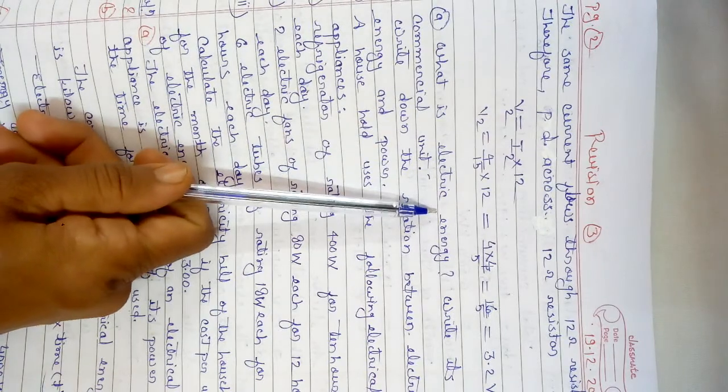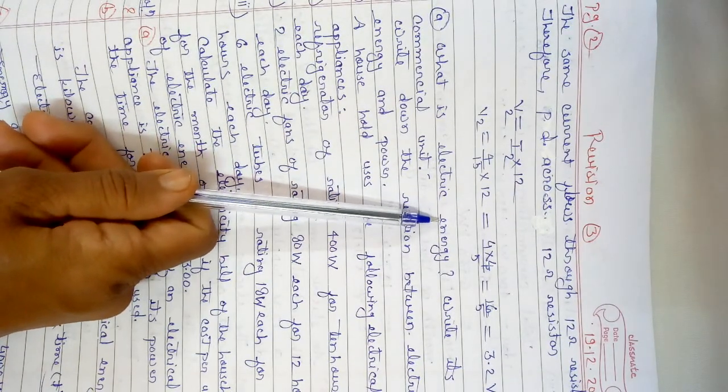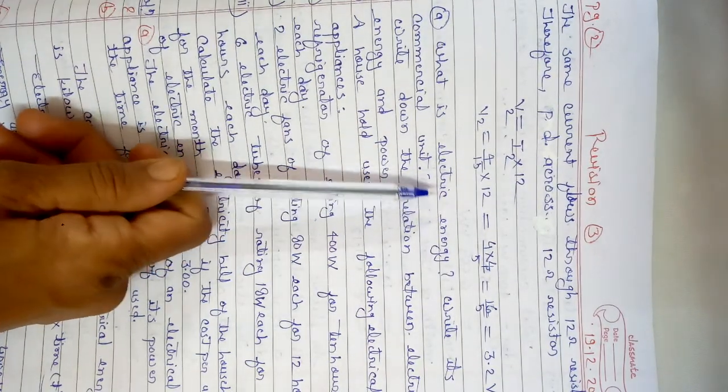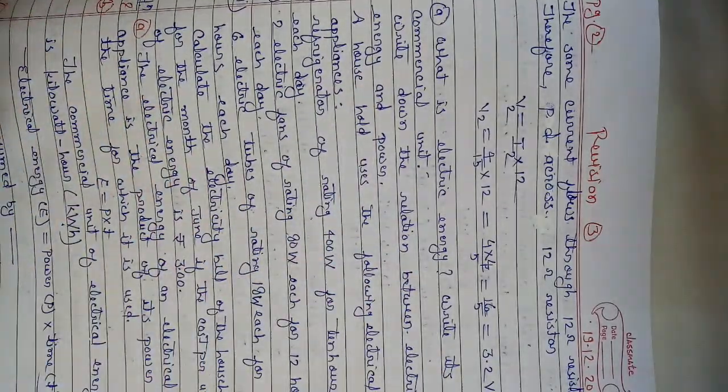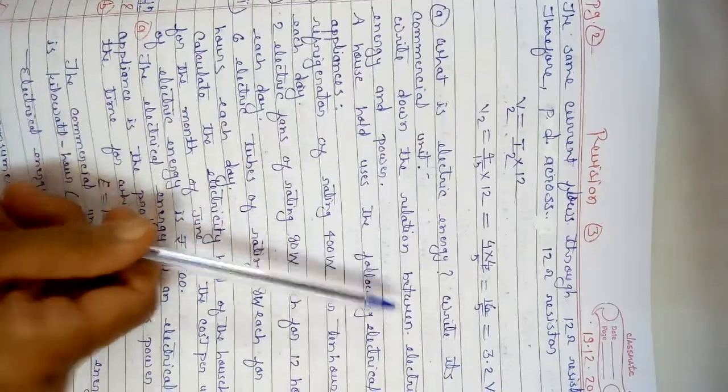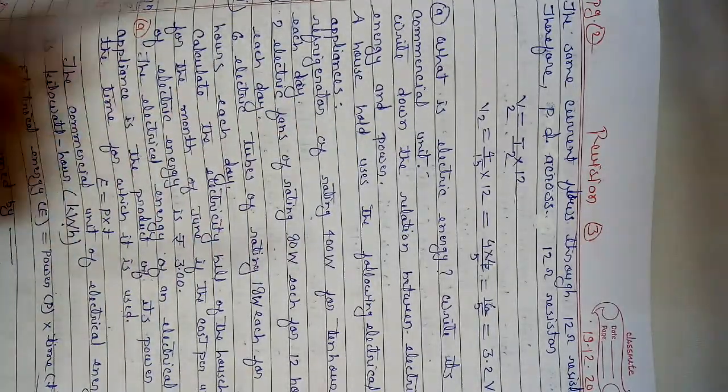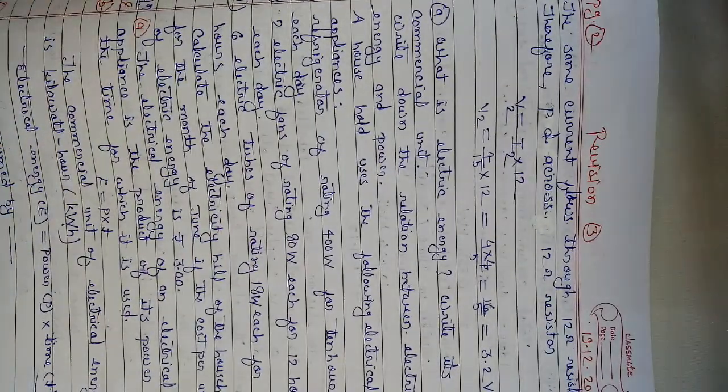Now, what is electric energy? This question is of 5 marks. In this there are 3 parts. What is electric energy? Write its commercial unit. The second part, write down the relation between electrical energy and power. And the third one is a numerical one.